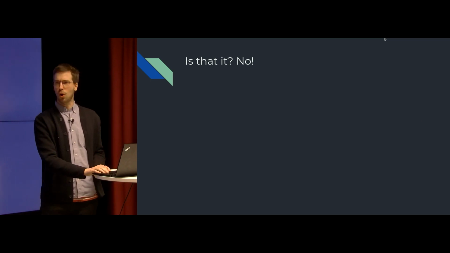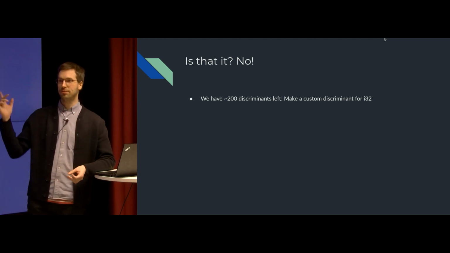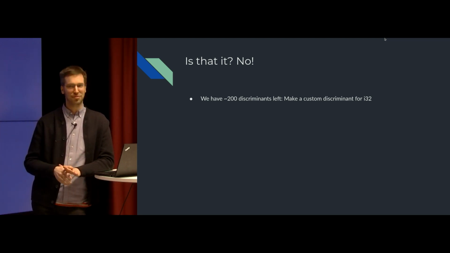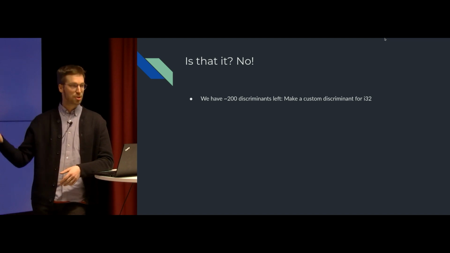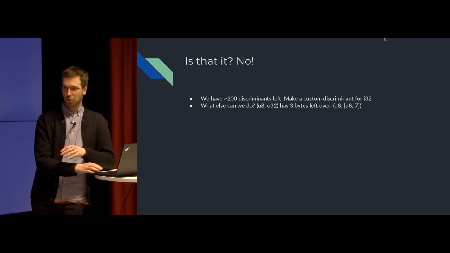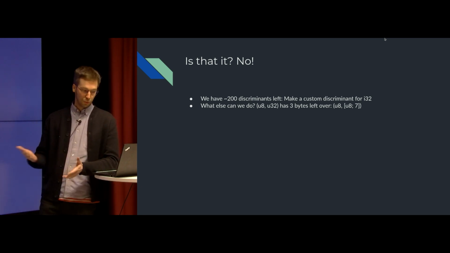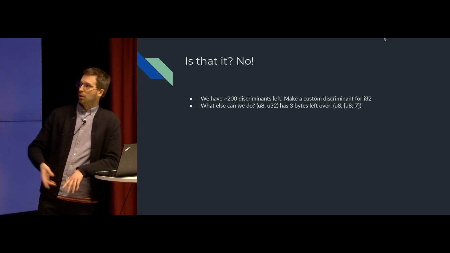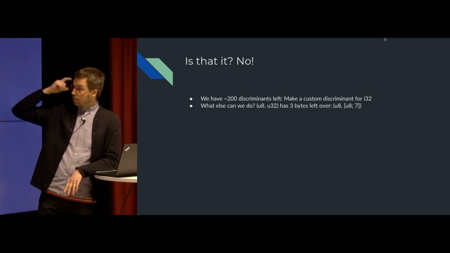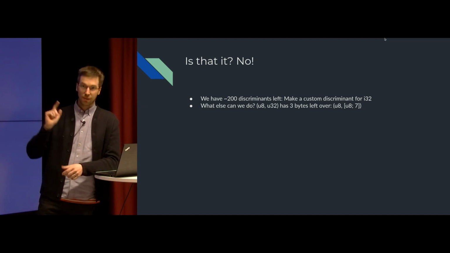But can we do more? Is that it? No, we can do more. We have about 200 discriminants left. That's plenty enough to do some fun things. So let's make a custom discriminant for I32. That's the most important stack case, kind of. What other things can we do? We still have 3 bytes that we were not using, so we can actually do U8 with 7 bytes of data, and this still fits in our value.